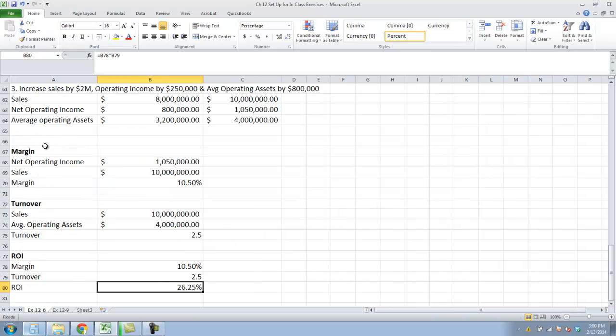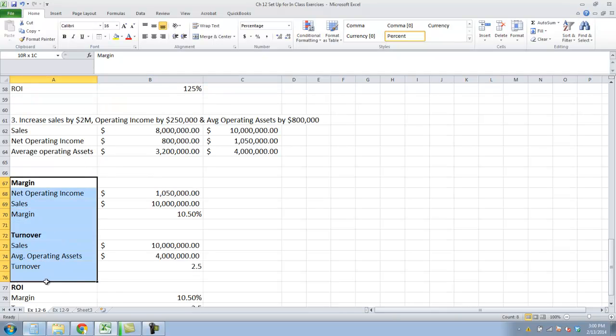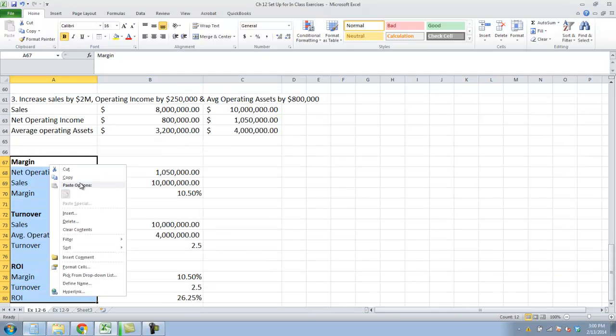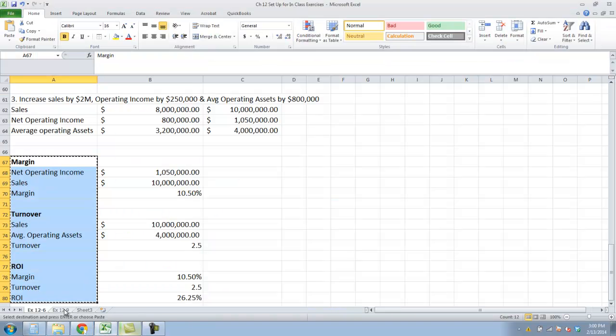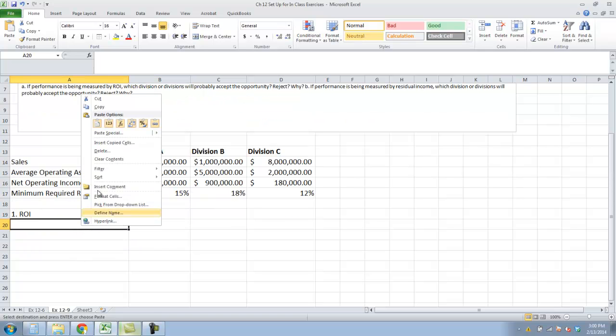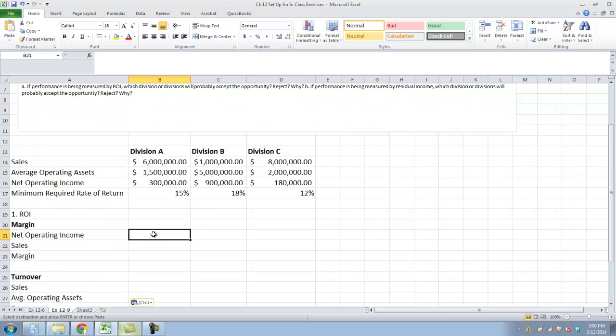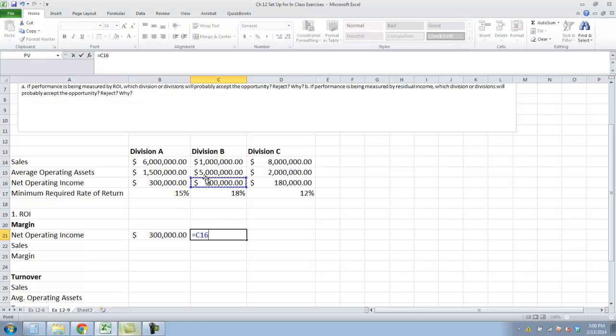The ROI is the same formula from the last page, so I'm literally going to copy this. Copy. And I'm going to paste it down here. So now I'm going to take the net operating income of this company, and then of this company, and this division. Now I'm going to take sales, sales, sales. Now I'm going to calculate my margin.